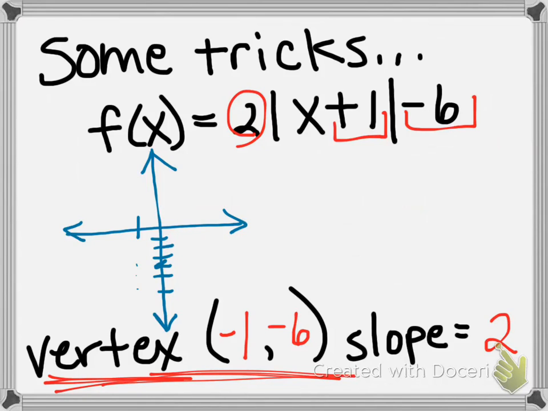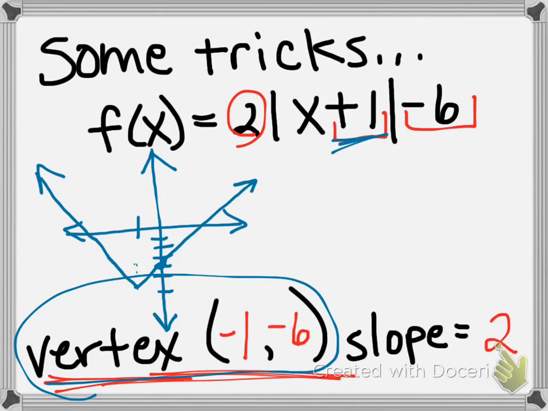I don't know if you can see me drawing that right there. And then I draw the graph. And then I do up 2, back 1. And I draw the graph. Try to keep a straight line. There's my graph. That's all I had to do. So the vertex is -1 and -6, and the slope is just 2.